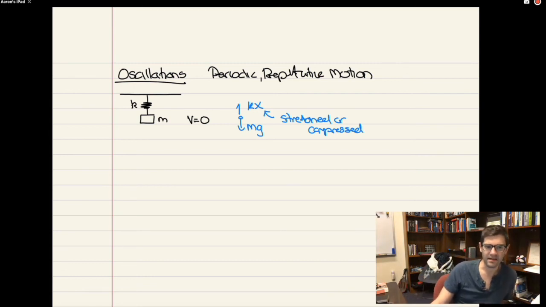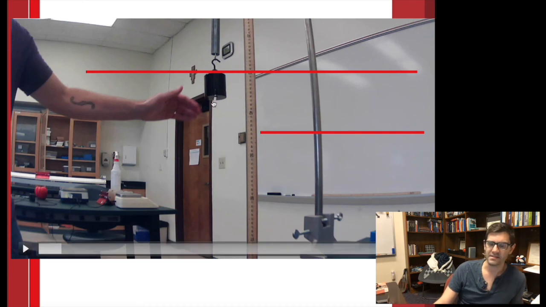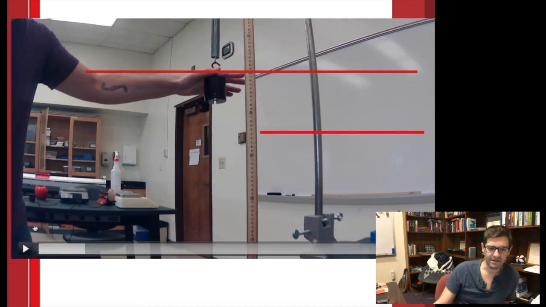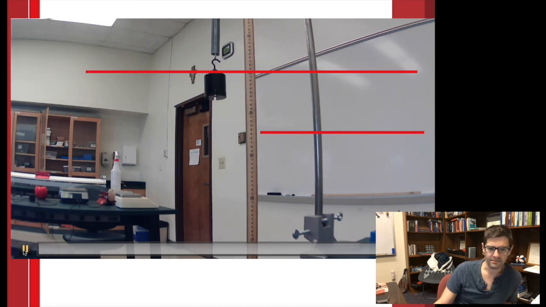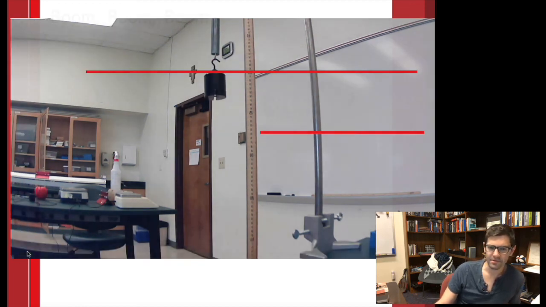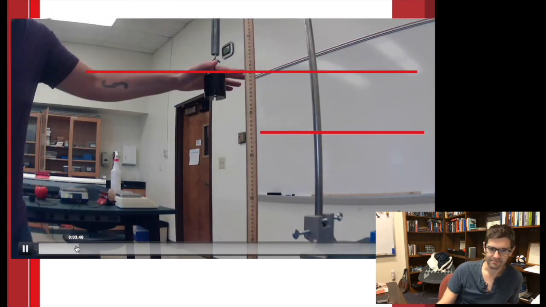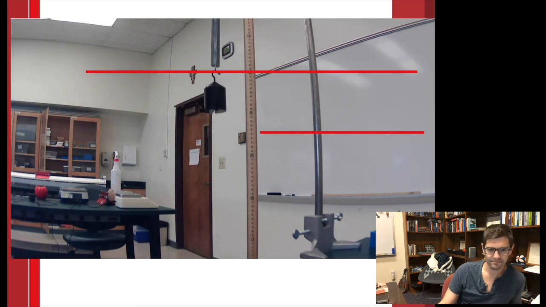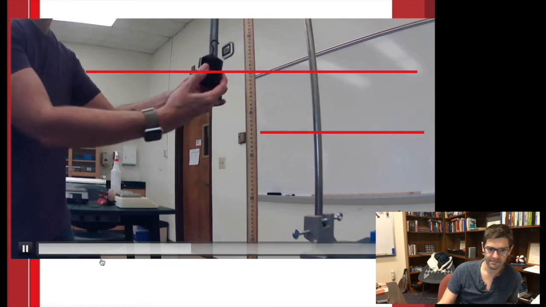And it would rest, in that case, if I were to set it up like that, it would rest in some sort of equilibrium. But you could imagine if I were to pull down on the object and then let go, motion ensues. In this case, periodic motion occurs as a result.